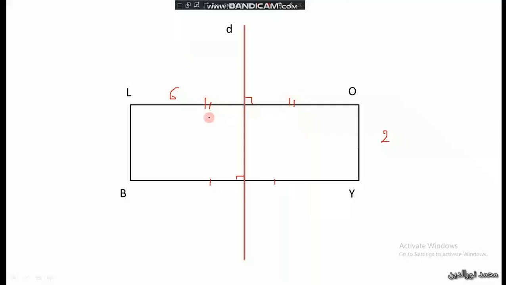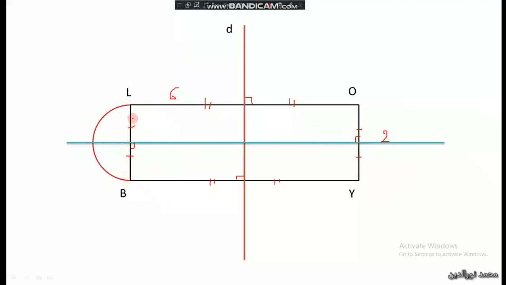And then draw D prime, the perpendicular bisector of LB. So it's the perpendicular bisector of LB, and we obtain that it's the perpendicular bisector of OY at the same time. And then we draw a semicircle that has LB as a diameter and is exterior to the rectangle.